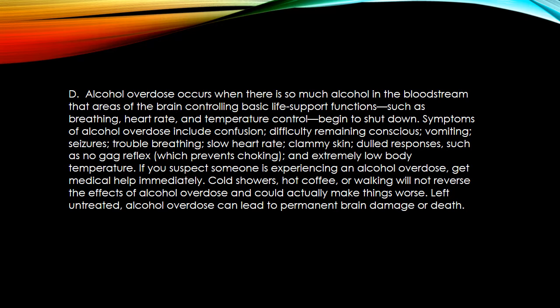D. Alcohol overdose occurs when there is so much alcohol in the bloodstream that areas of the brain controlling basic life support functions such as breathing, heart rate, and temperature control begin to shut down. Symptoms of an alcohol overdose include confusion, difficulty remaining conscious, vomiting, seizures, trouble breathing, slow heart rate, clammy skin, dulled response, such as no gag reflex, which prevents choking, and extremely low body temperature.